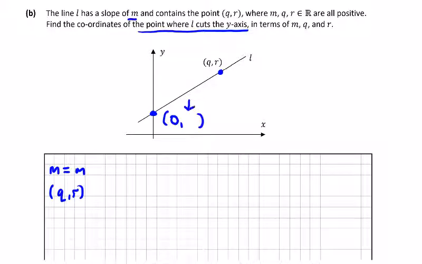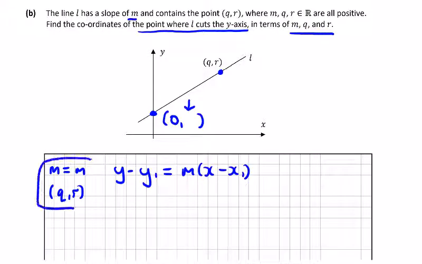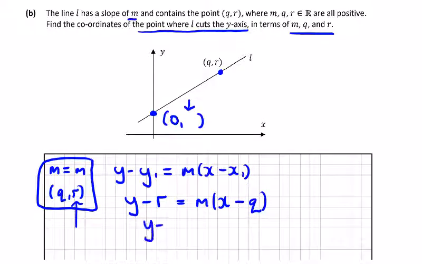So we need the y value of this point. Let's get the equation of a line using y minus y1 equals m times x minus x1. You've already read the question in terms of m, q, and r. You can see here we're using m, q, and r. It's going to have y minus r in here is equal to m times x minus q. So we get y minus r is equal to mx minus mq.